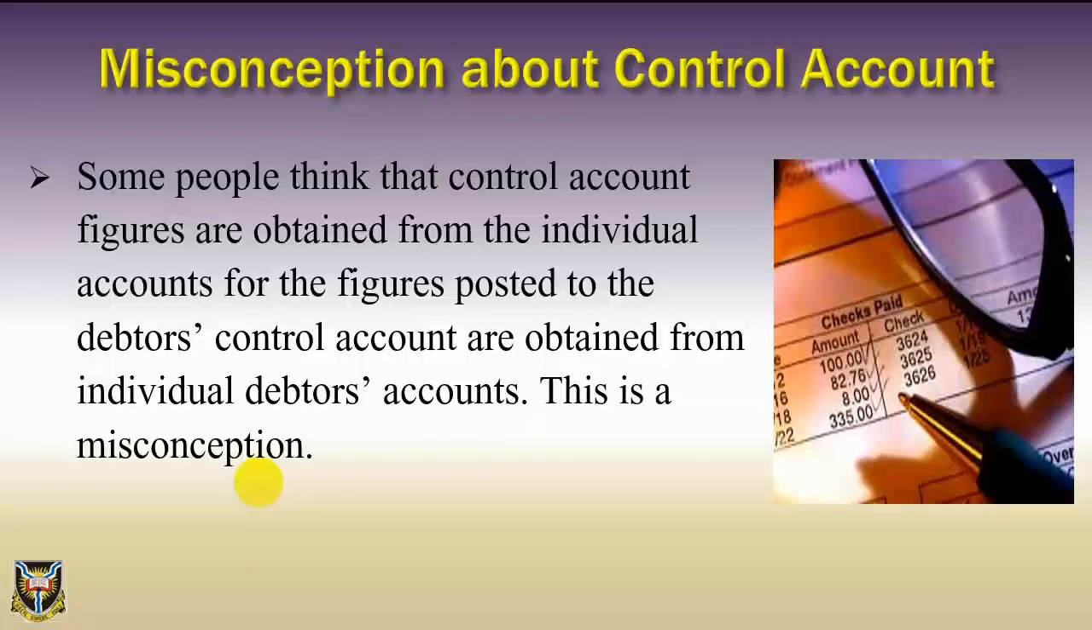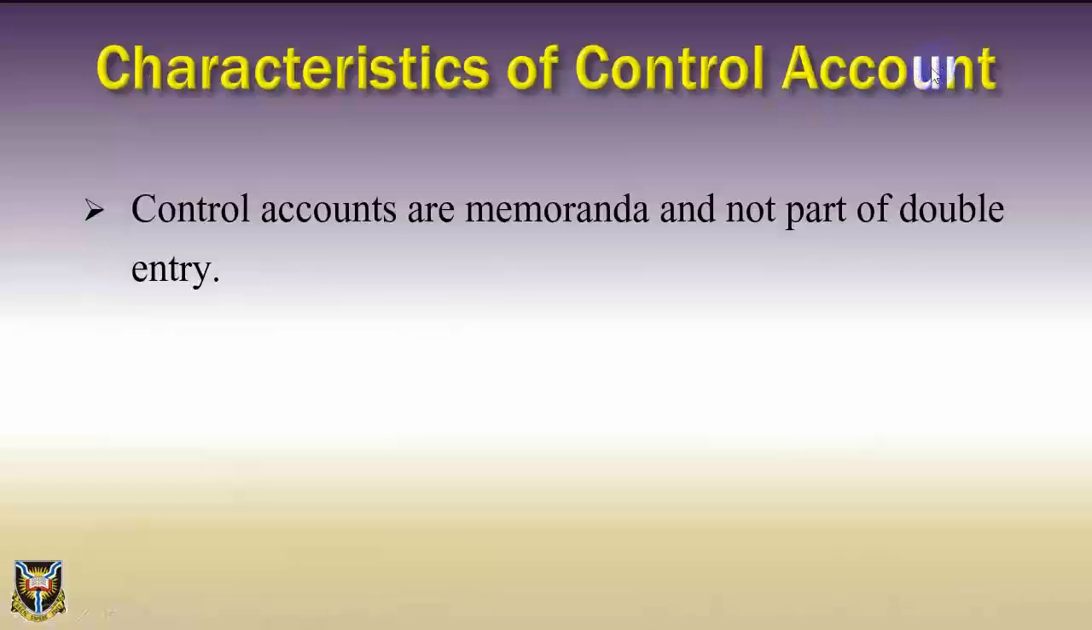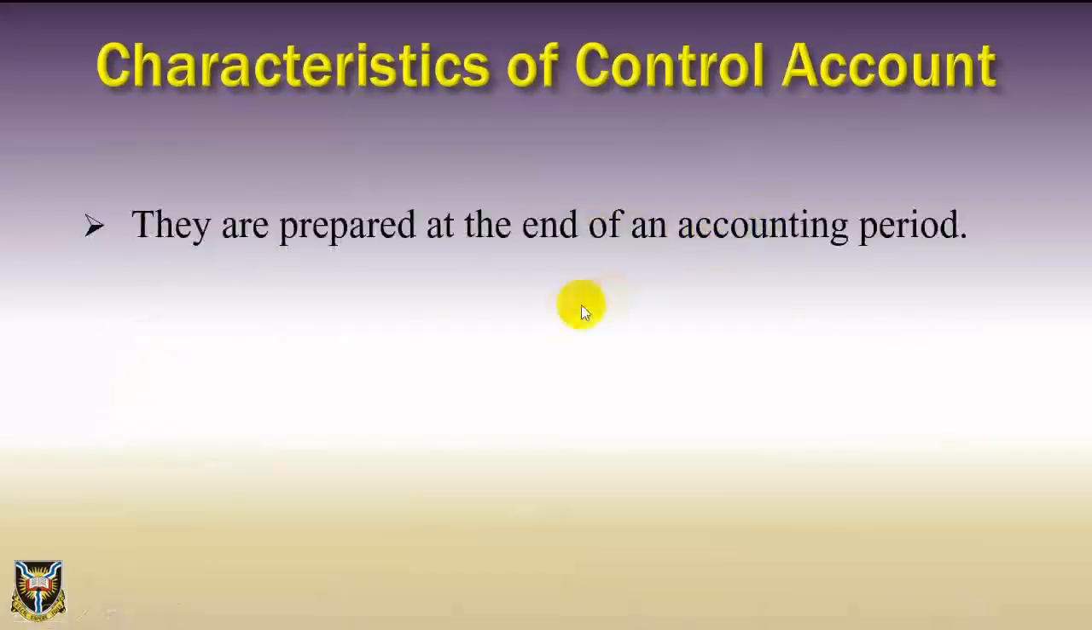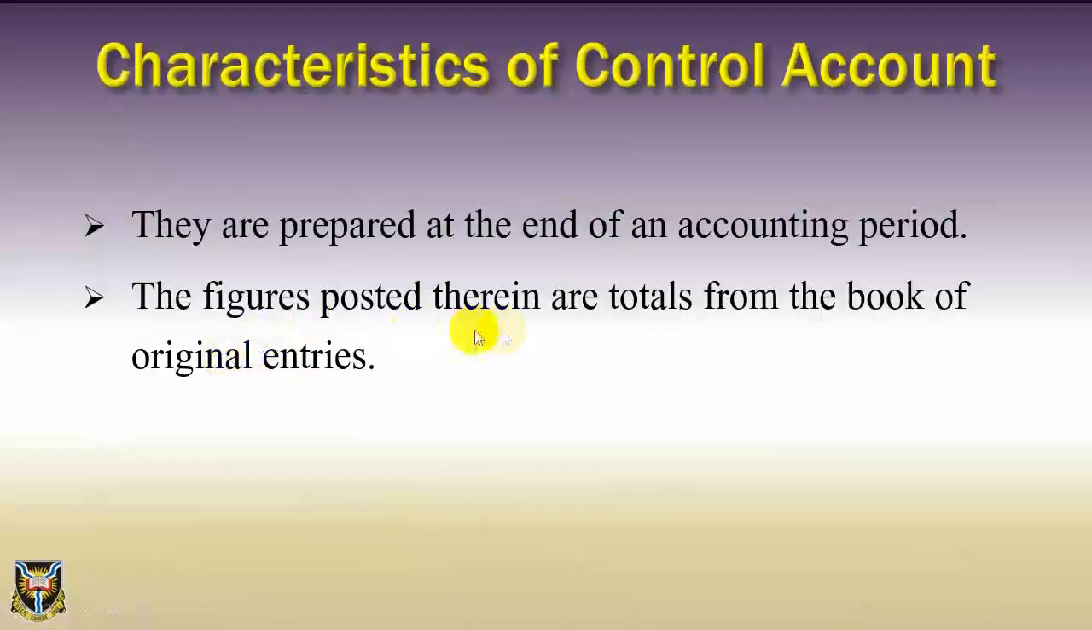D. Characteristics of control accounts. 1. Control accounts are memoranda and not part of double entry. 2. They are a summary account. 3. They are prepared at the end of an accounting period. 4. The figures posted therein are totals from the books of original entry.